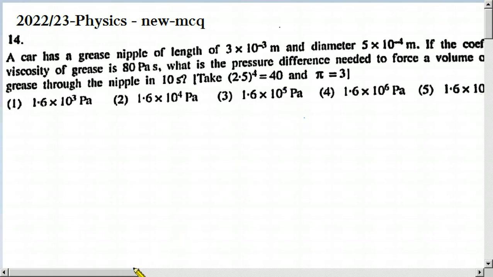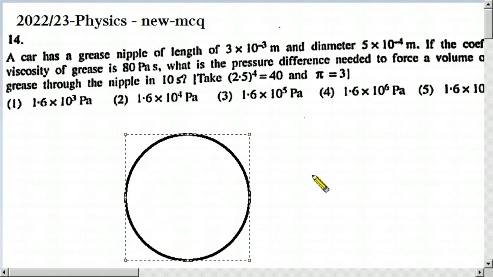Children, before all, we should learn what is a grease nipple. Do you know what a grease nipple is? If you don't know that, how can you understand this question? So a grease nipple is a thing like that.